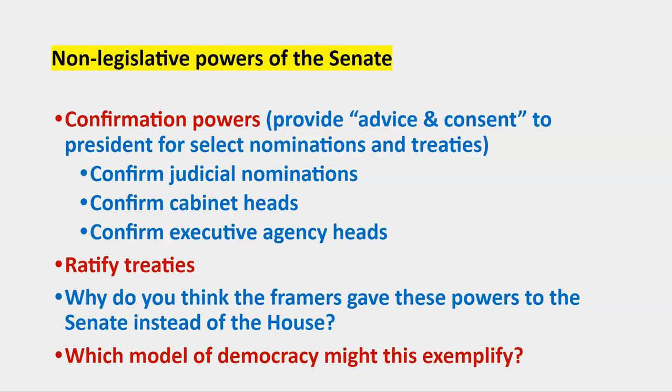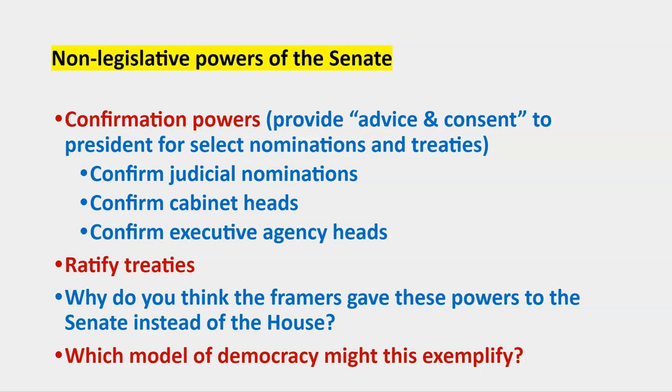So notice some of the non-legislative powers of the Senate. They have the power of advice and consent, the idea to confirm judicial nominations, cabinet heads, heads of agencies, that we will talk more about in the chapter on the bureaucracy. They also have the power to ratify treaties.